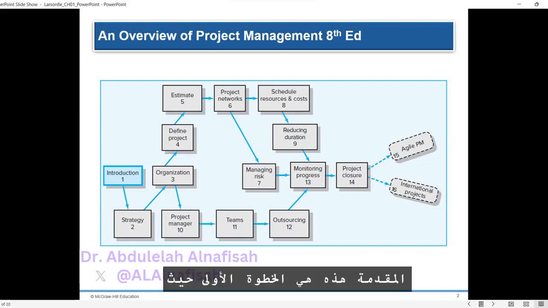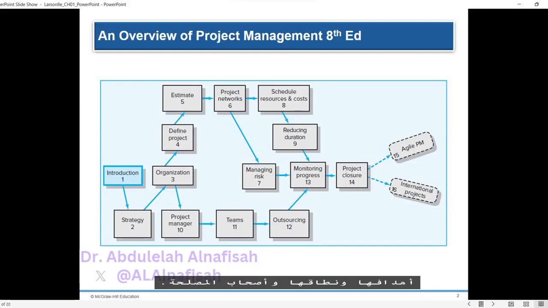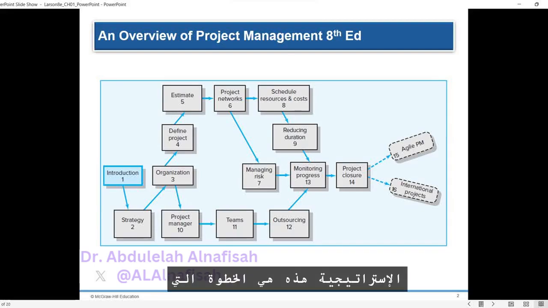Introduction. This is the first step where the project is initiated and its objectives, scope, and stakeholders are defined. Strategy. This is the step where the project's vision, mission, goals, and success criteria are established and aligned with the organization's strategy.